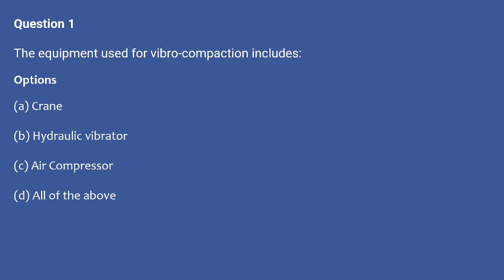So this week was basically revolving around the vibro compaction and the deep replacement method. So today's questions are based on the vibro compaction and the deep replacement. The first question for you guys: the equipment which we are basically using for the vibro compaction are among these three: crane, hydraulic vibrator, air compressor, or all of the above.